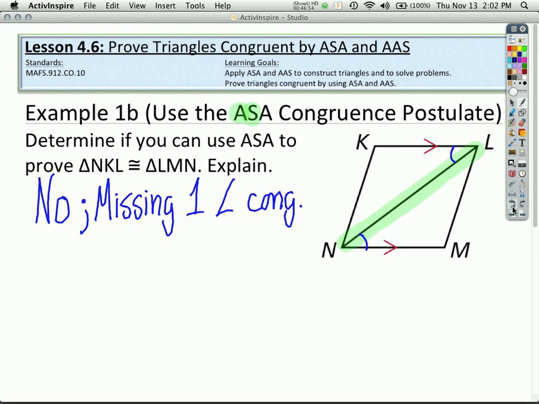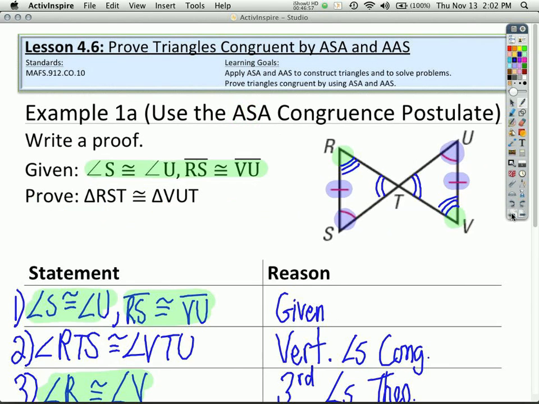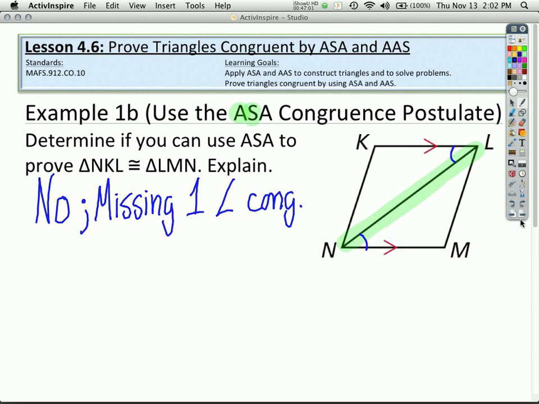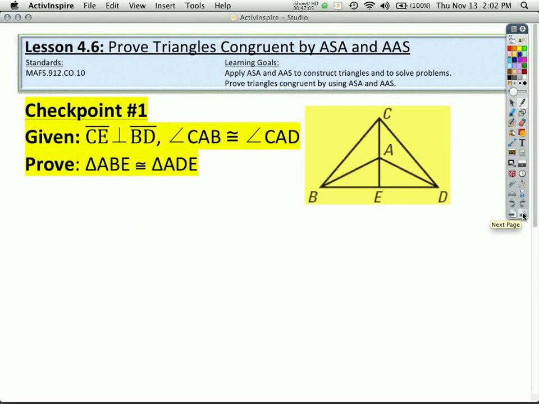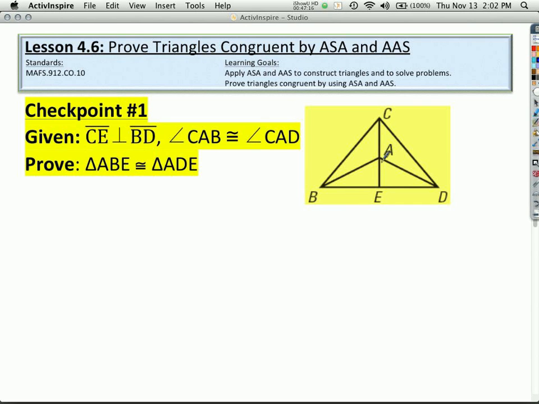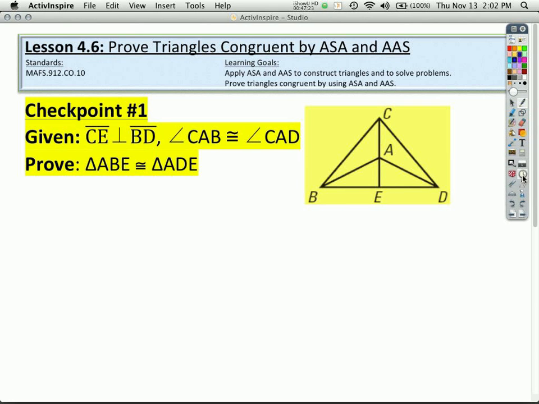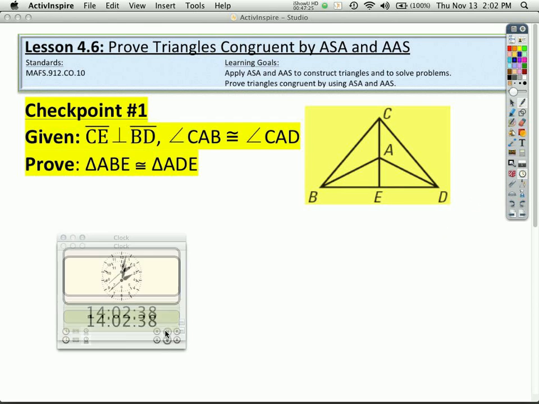Okay? So we spent a bit of time on ASA, getting to know it, learning how to use it within our toolbox. Any questions? Good. So checkpoint number 1, I would like you to prove that triangle ABE is congruent to triangle ADE, given this information. I'm going to put 5 minutes on the clock.